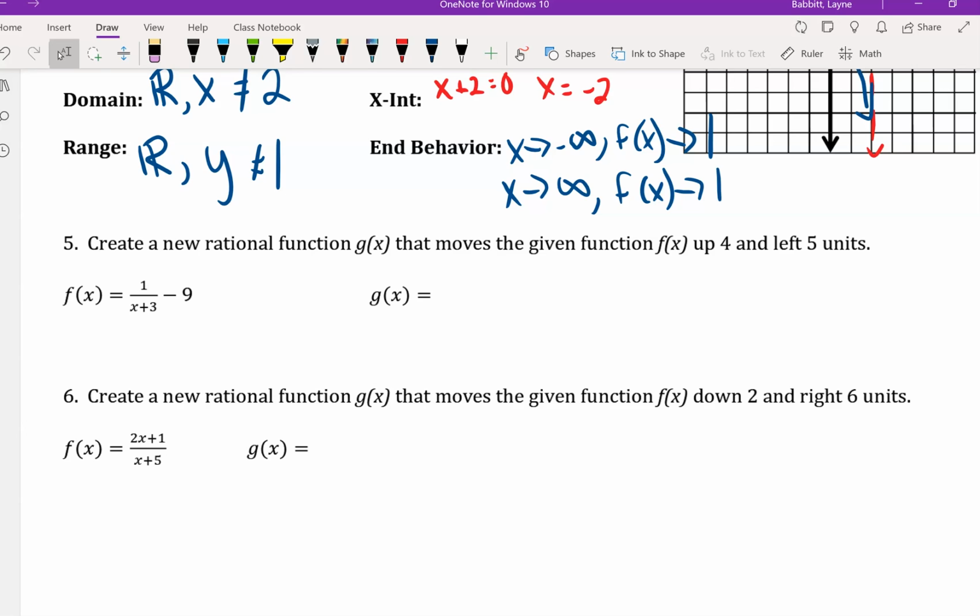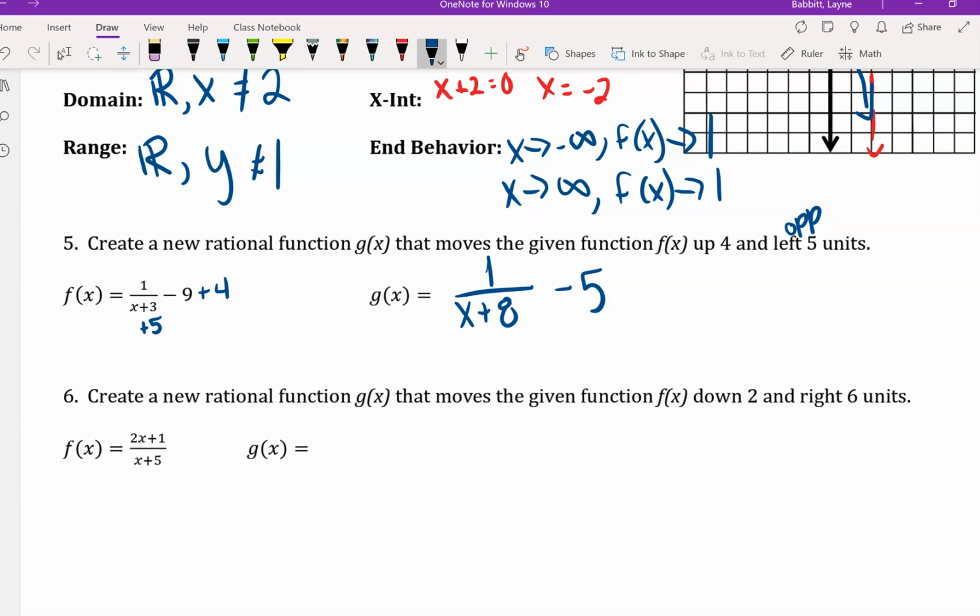All right, really quick, we are just going to take this first function in graphing form and shift it up 4, left 5. So up 4 means I'm going to add 4 to the very end because that's our k. And then left 5, we always do opposite of this. So instead of minus 5, I'm going to do plus 5. So this is going to end up being 1 over x plus 8. And then negative 9 plus 4 is going to be negative 5.